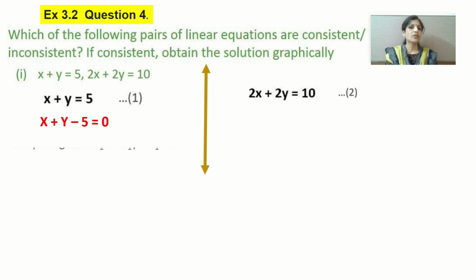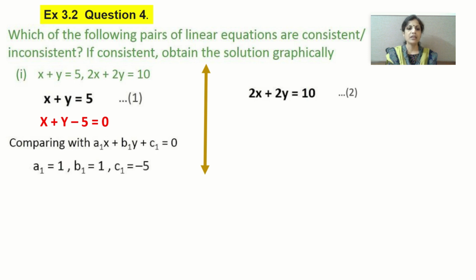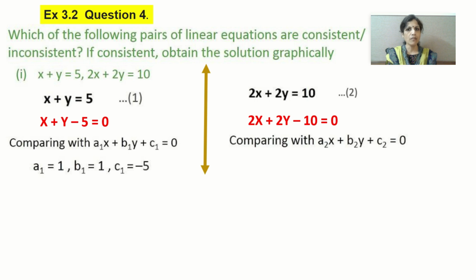Now comparing this equation with the standard form, a1x plus b1y plus c1 is equal to 0, we get the values of a, b and c as a1 is equal to 1, b1 is equal to again 1 and c1 is equal to minus 5. Similarly for equation 2, we'll first arrange this equation in the standard form. So it is 2x plus 2y minus 10 is equal to 0, and then we will compare it with its standard form, and so we get the values of a2 as 2, b2 as 2 and c2 as minus 10.